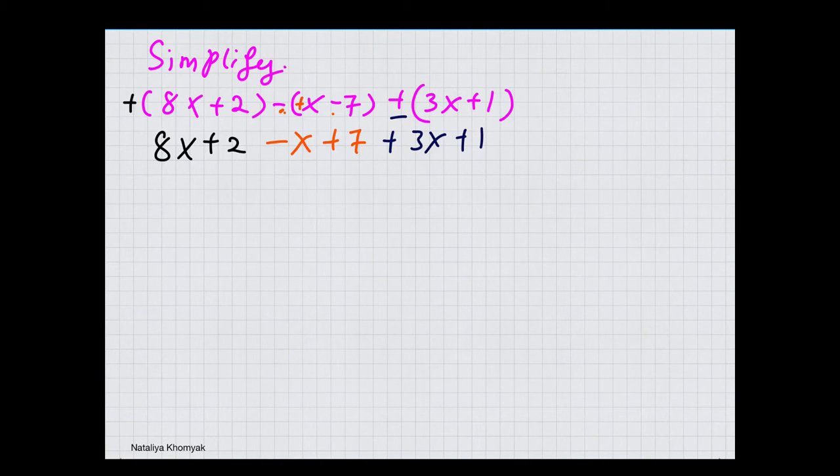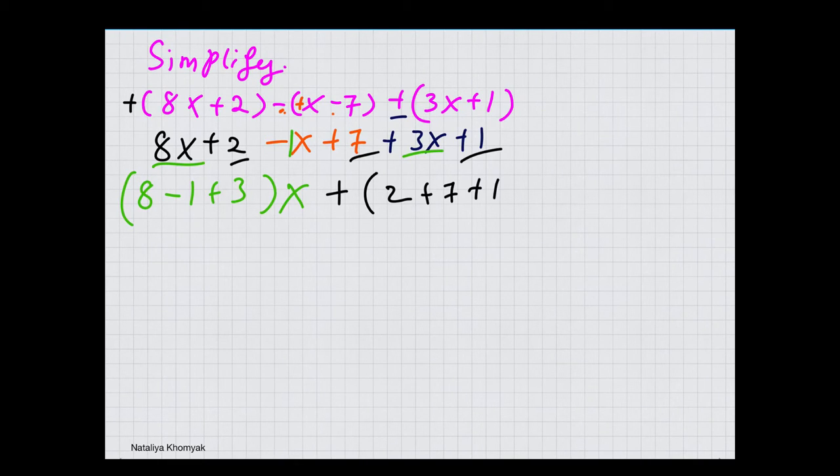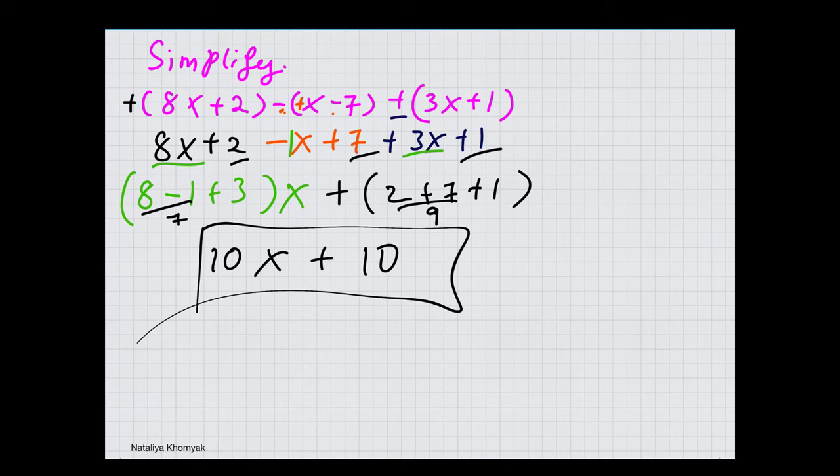Now we need to combine like terms. We have 8, negative 1, plus 3 of x, plus 2, plus 7, plus 1. 8 minus 1 is 7, plus 3, we get 10x, plus 2 plus 7, 9, plus 1, we have 10. So it's 10x plus 10, and this is our solution.